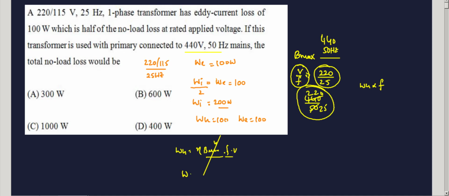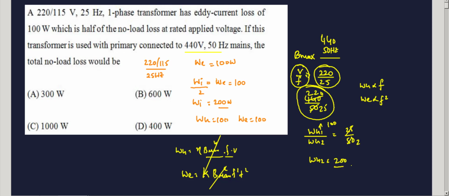So with Bmax constant, hysteresis loss is proportional to frequency. Eddy current loss equals K into Bmax square F square T square, so with Bmax square constant, eddy current loss is proportional to frequency square. So hysteresis loss 1 by hysteresis loss 2 equals F1 by F2, that is 25 by 50. Hysteresis loss is 100, so the new hysteresis loss equals 2 times that, 200.